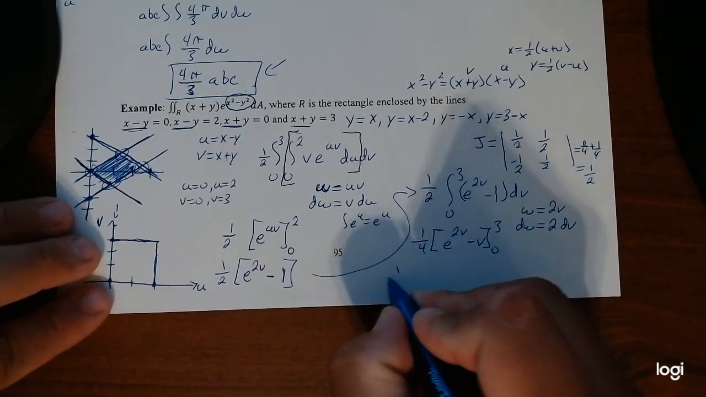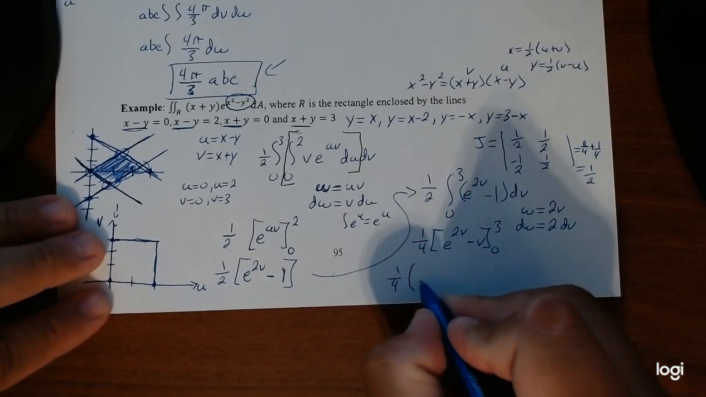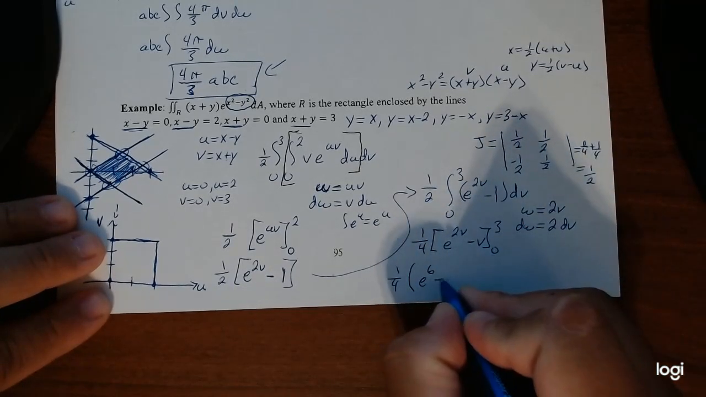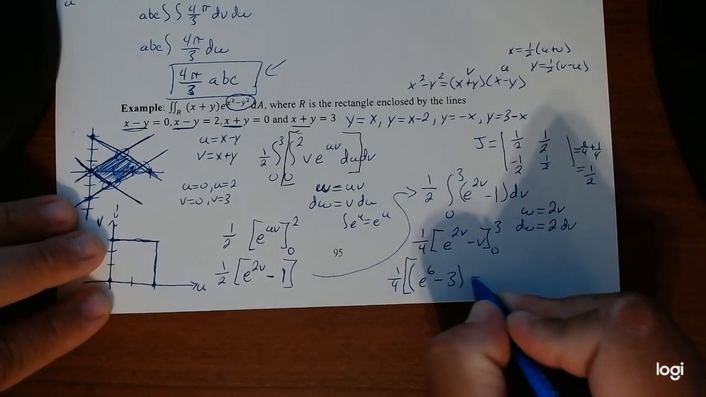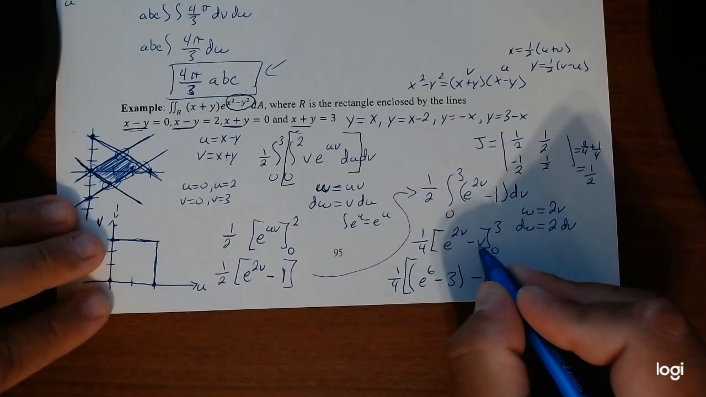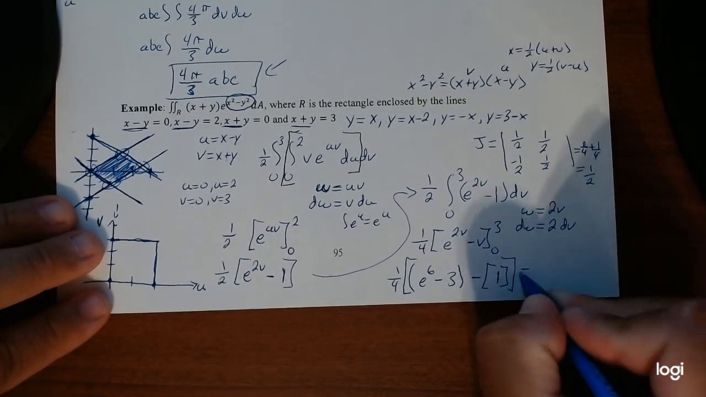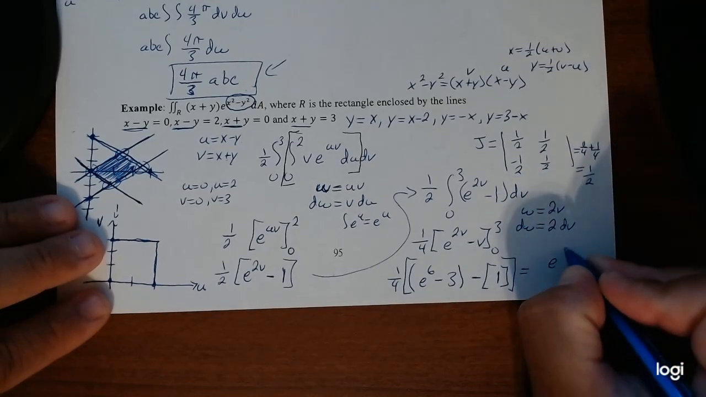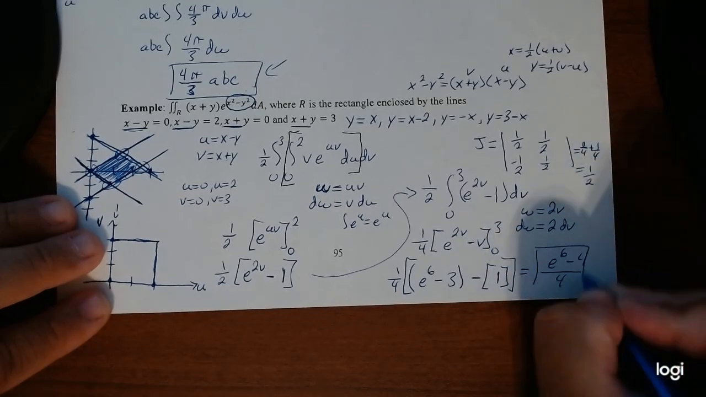Okay, so do it one more time. Plug in 3, we get e to the 6. Plug in 3, we get 3. Minus, plug in 0, we get 1. Plug in 0, we get 0. So it gives us e to the 6 minus 3 minus 1, so e to the 6 minus 4, all over 4. That's our answer.